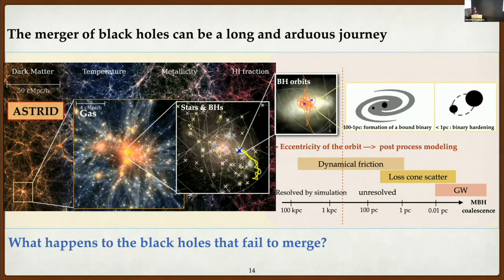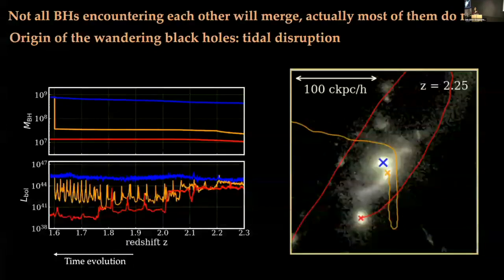A typical case is that the tidal stripping of satellite galaxies, when they fall into massive halos, will strip the stellar material away from the central black holes, and the black holes are inefficient at merging onto the central black holes. So the fate of those black holes is that they will start to wander in the center of the halo.